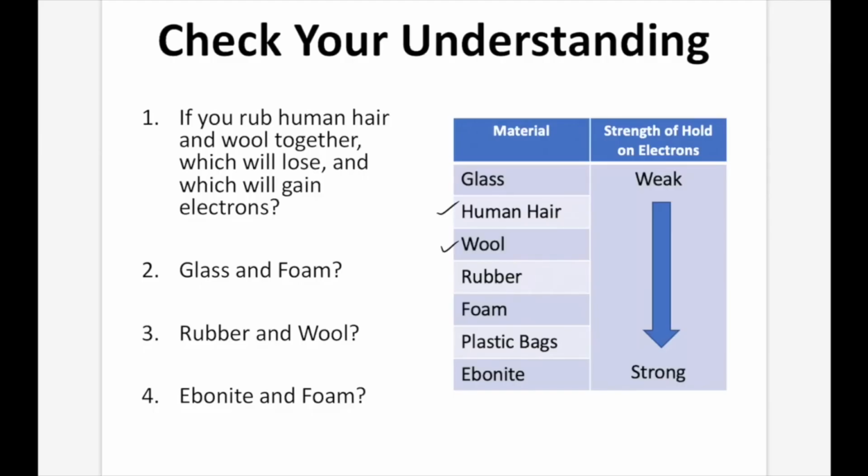Okay, so if you rub human hair and wool together, since wool has a stronger hold on the electrons, they will go from the human hair to the wool. So which one will hold? We'll say wool will hold. Hair will lose. How about glass and foam? Well, since glass is higher on the list and foam is lower, glass is going to lose and foam is going to gain. Rubber is lower, so rubber is going to gain and wool is going to lose. Ebonite and foam: ebonite is the lowest, so it is going to gain and the foam is going to lose.